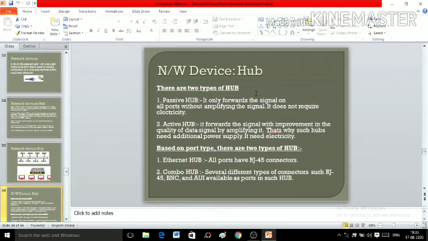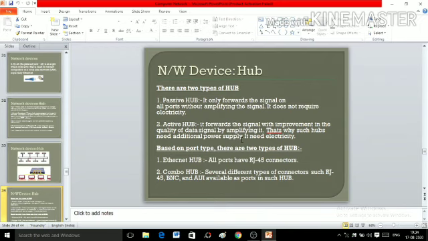Now there are two types of hub, passive and active. Passive hub does not amplify any signal before forwarding the signal, so it does not require any electricity, whereas active hub amplifies the signal before forwarding it. That's why it needs electricity. Based on port type, there are also two types of hub.